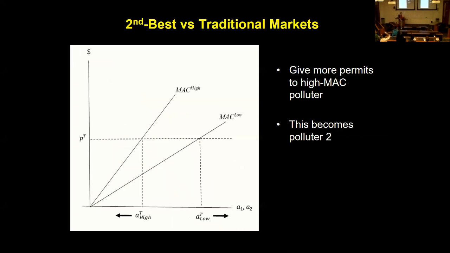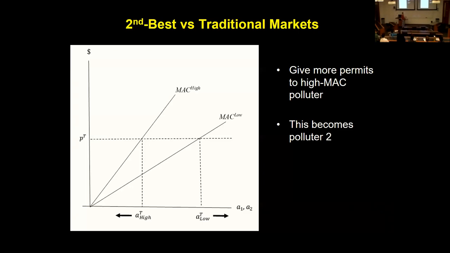So initially, we have PT, in the traditional market where everybody's equating their marginal abatement costs. Here's the high marginal abatement cost curve, here's the low marginal abatement cost curve. And this is the abatement for the high cost people and for the low cost people. If I give the high cost people more permits, they can abate less. And the cost savings they get are going to be higher than the cost savings you get from doing the same sort of reallocation to the low cost people.